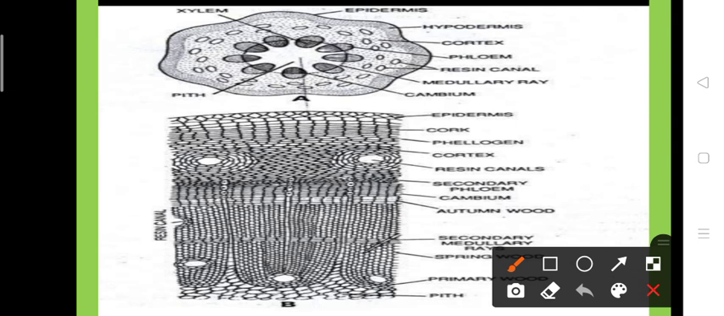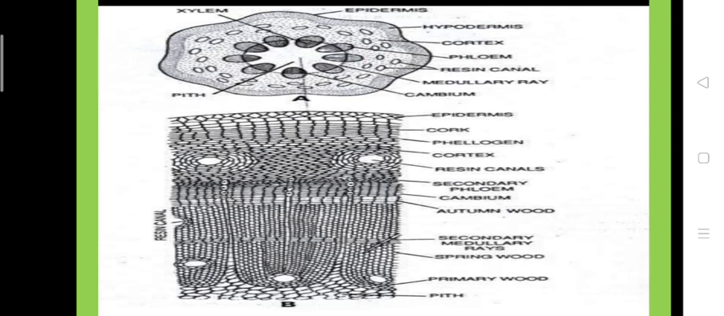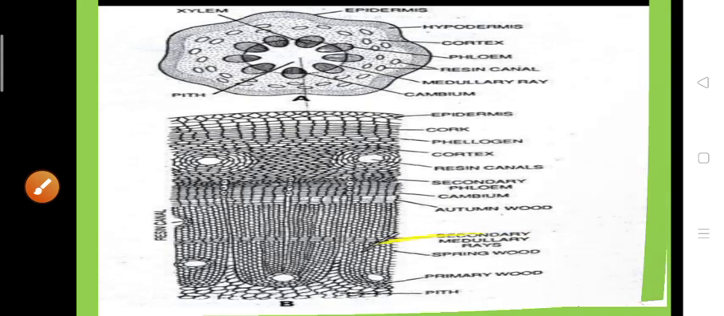Next, beneath the general cortex, endodermis is present. The last layer of the cortex is known as the endodermis. It is a limiting layer of the cortex. Because of the absence of Casparian strips, the endodermis becomes obscure. This is about cortex.